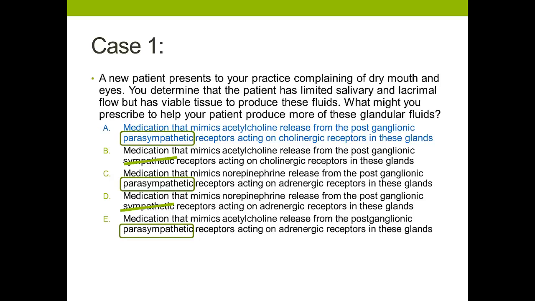We can eliminate response C because we learned in the video that postganglionic parasympathetic neurons release acetylcholine, not norepinephrine. For response E, we also learned that acetylcholine binds to cholinergic, not adrenergic receptors, thus eliminating this answer choice. So the correct answer to case one is A.